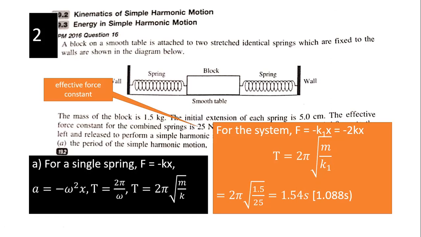So both springs combined become 2K. Both springs combined is called the effective spring constant.